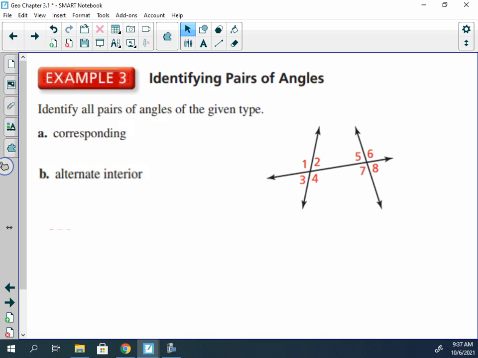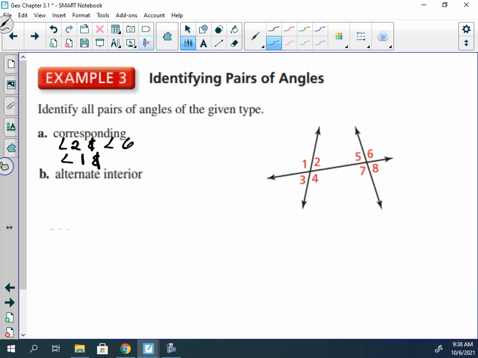Identify all the pairs of the given angles. So corresponding, so angle 2 is above the transversal and to the left or to the right of the line, yes? So if I look at the other line, which angle is above the transversal and to the right? So 2 and 6, because they're essentially in the same location. Now corresponding is just kind of the same location.